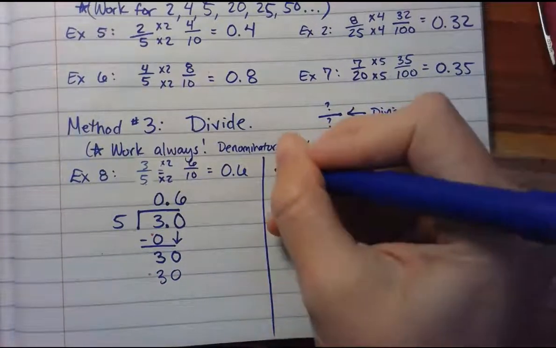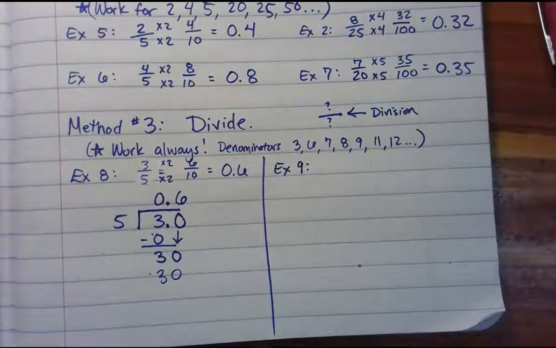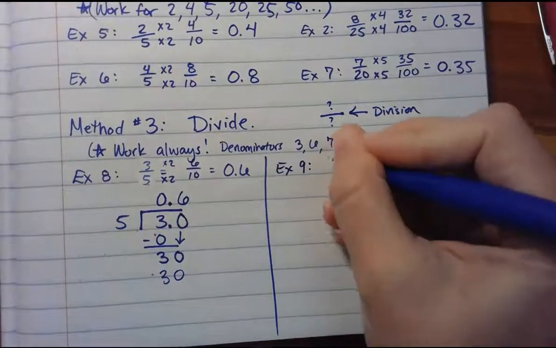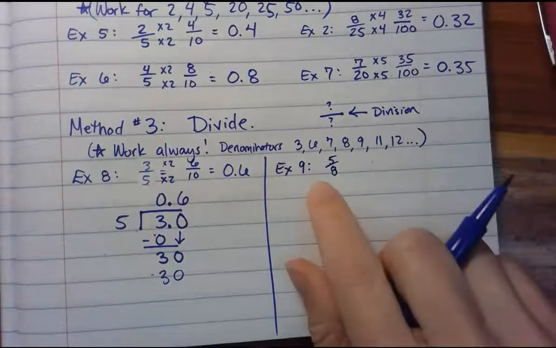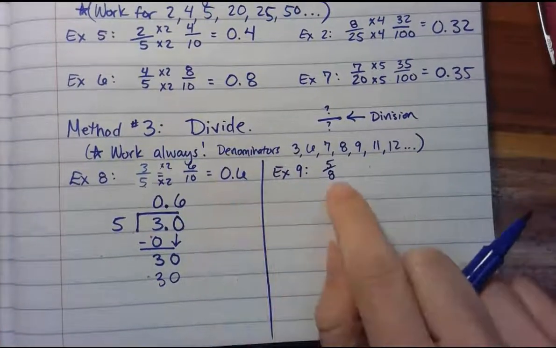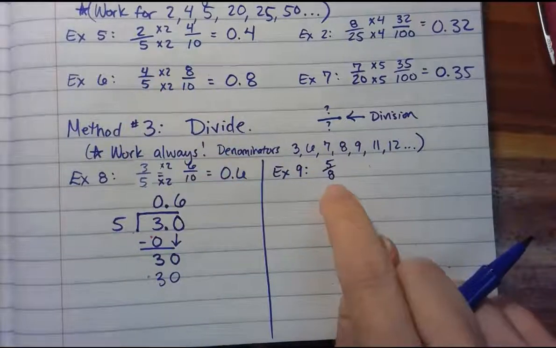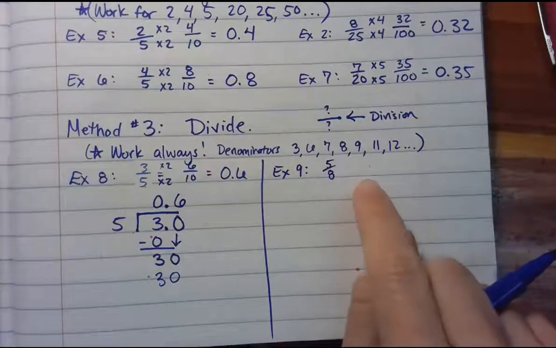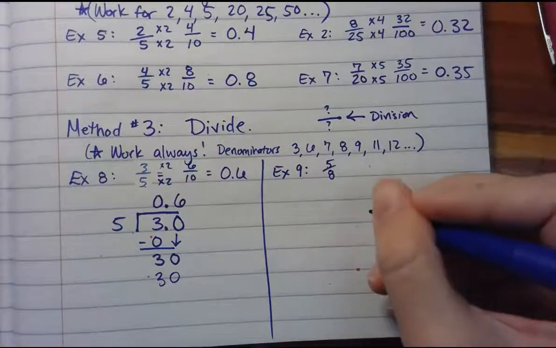All right, so let's do one more example together. Example number 9, here's where we're going to do the 5/8. We look at 5/8, and really the reason we have to know how to divide here is because 8 is not a 10, nor can it be multiplied to be a 10, or 100 for that matter. And so we're going to divide 5 by 8.